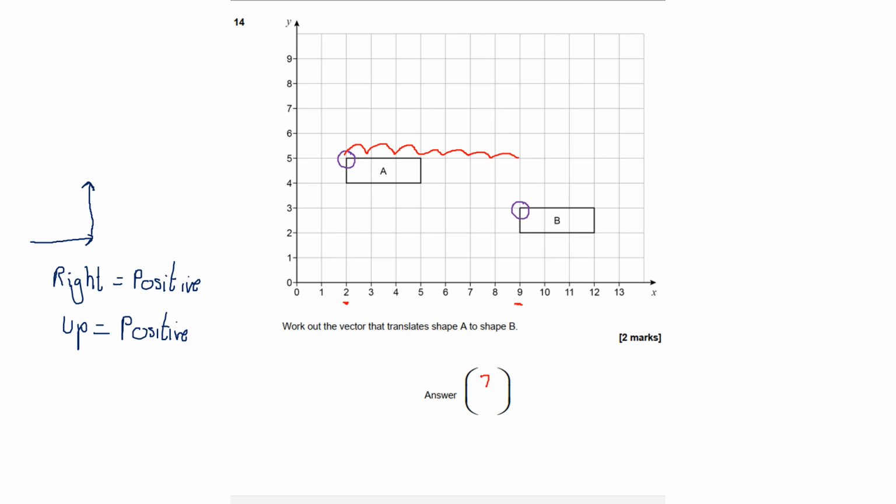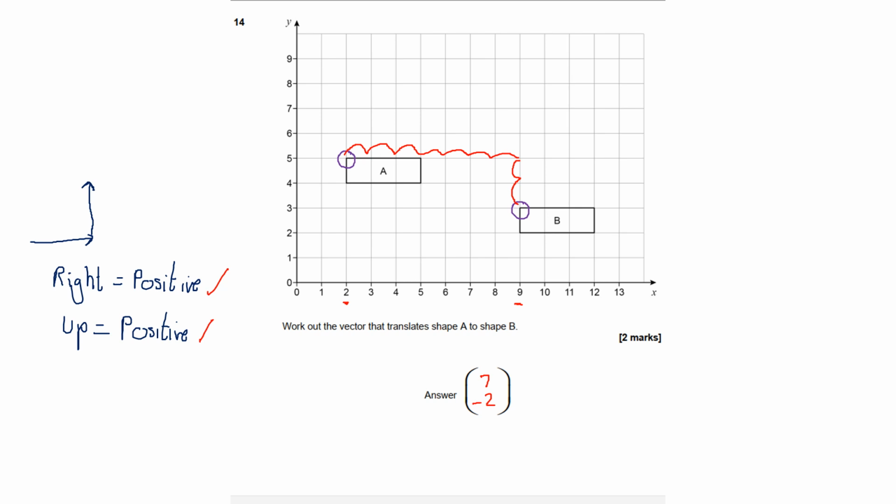And then, how many do we have to go down? Remember, down's negative, so we go 1 and 2 down, and let's check the numbers. So this is number 5 here, number 3 here, so that's definitely minus 2. Remember, because we're going down, it's minus 2. Always check at the end. When you've gone right, have you done positive? And when you've gone up, have you done positive? Or, to think of it the other way, have you gone left negative and down negative?